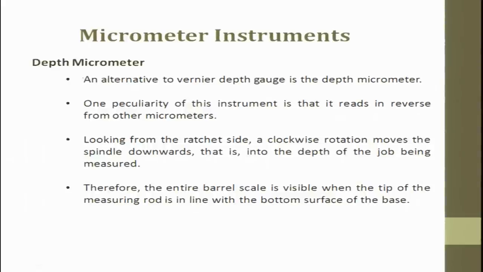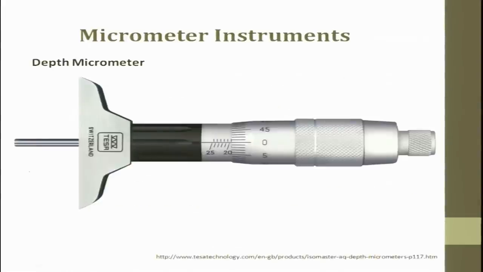The depth micrometer we have already seen. This is the depth micrometer. Again, same with a thimble, you have a main scale reading and you have a vernier.